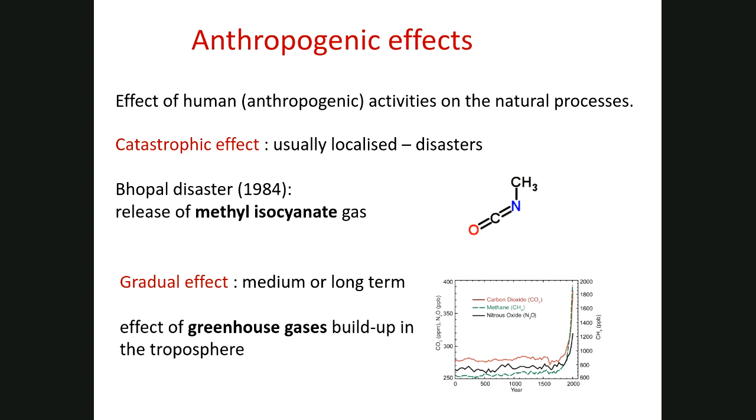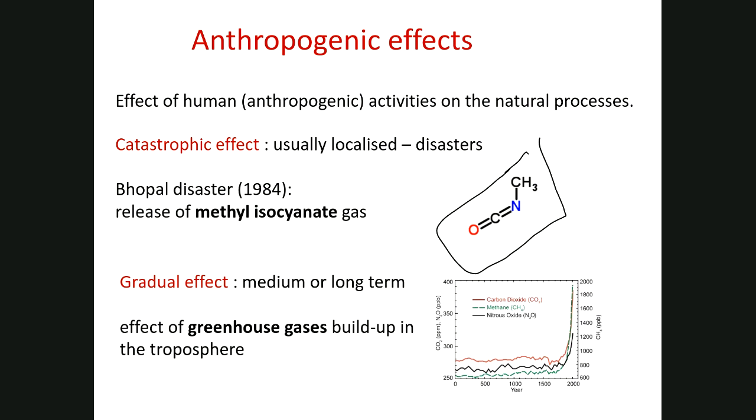Anthropogenic effects: we will look in quite some detail at the effect of human activities on natural processes. And sometimes there are catastrophic events, a disaster, an accident like the Bhopal disaster in India in the mid-1980s, an accidental release of the gas methyl isocyanate, that created a huge impact on human health, and those effects are still seen now, generations after the disaster happened, in the descendants of the people affected.